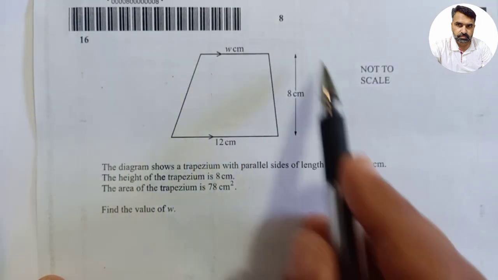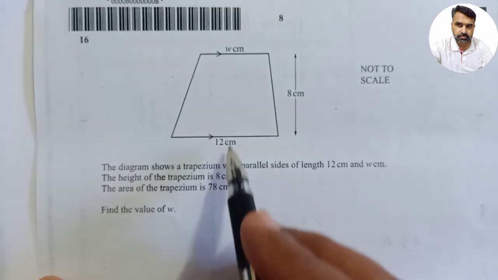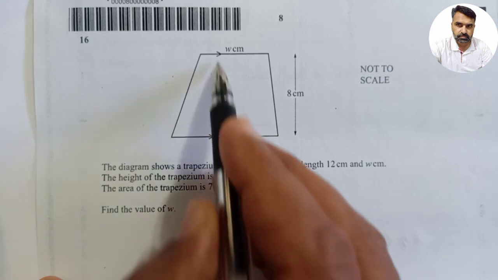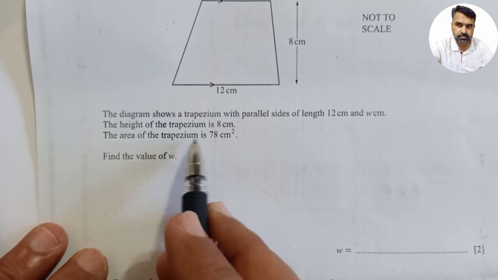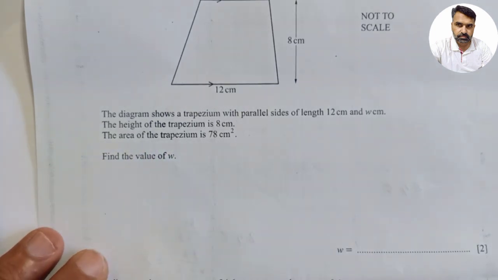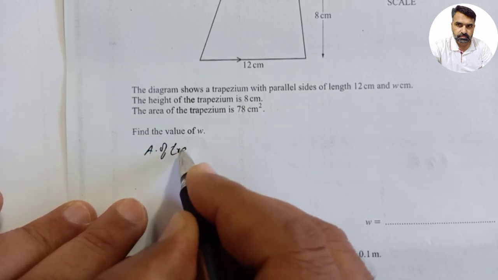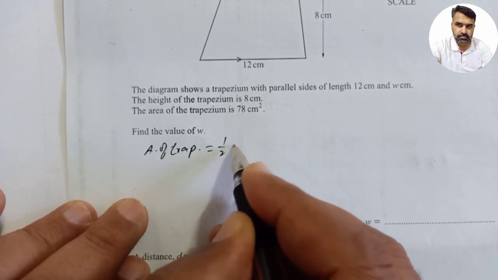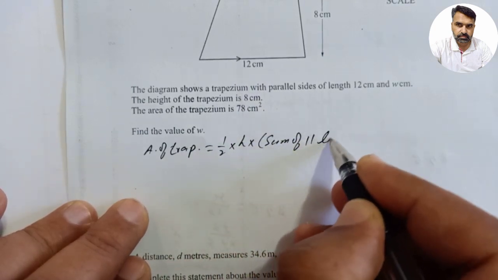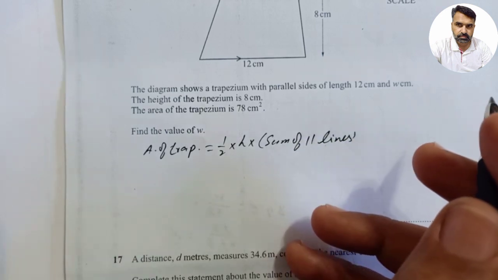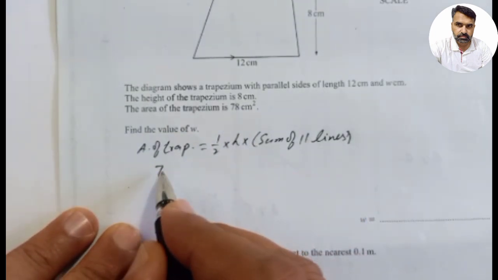Question number 16. There is a diagram. The diagram shows the trapezium with parallel sides of length 12 cm and w cm. These two lines are parallel lines. These arrows are also indicating that, and 8 is the height of the trapezium. Area of trapezium is 78. Find the value of w. So students, area of trapezium is equal to 1 by 2 multiplied by height multiplied by sum of parallel sides. So here I will write 78.